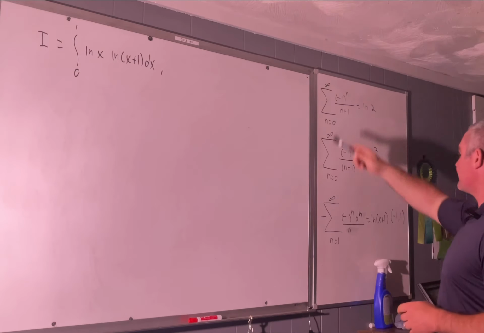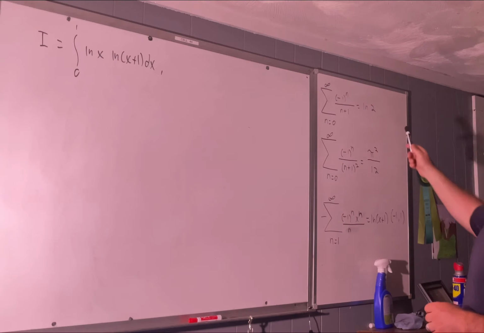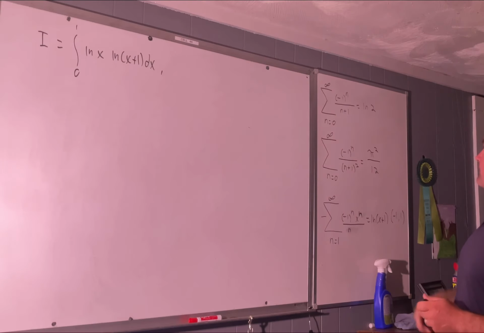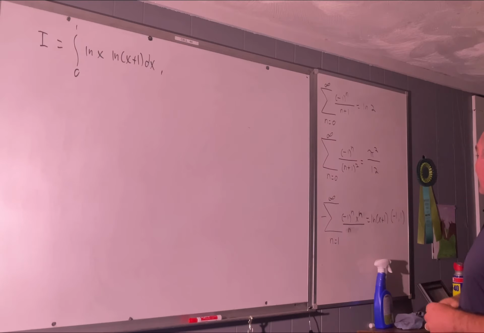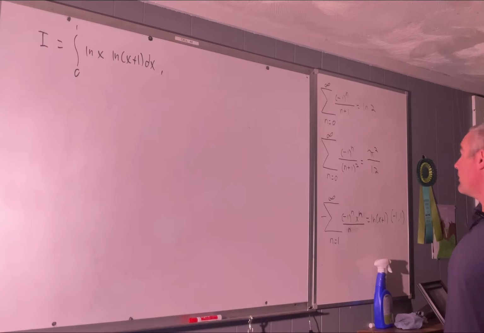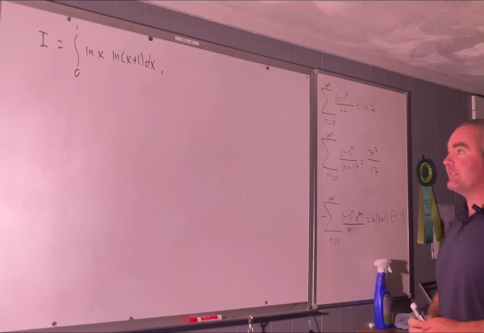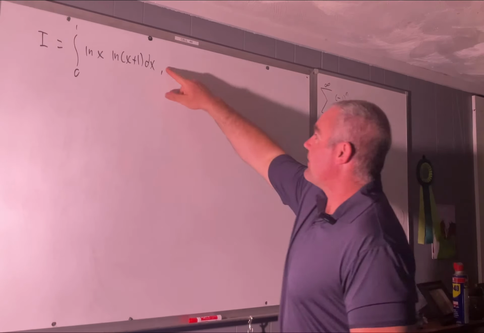We're going to be using some tools today. Basically this sum right here is equal to the natural log of 2. This one is equal to pi squared over 12. And these two expressions are equivalent on that interval. I've gone over most of this stuff on my channel already, so we'll just take that for granted. So let's get started on the integral.